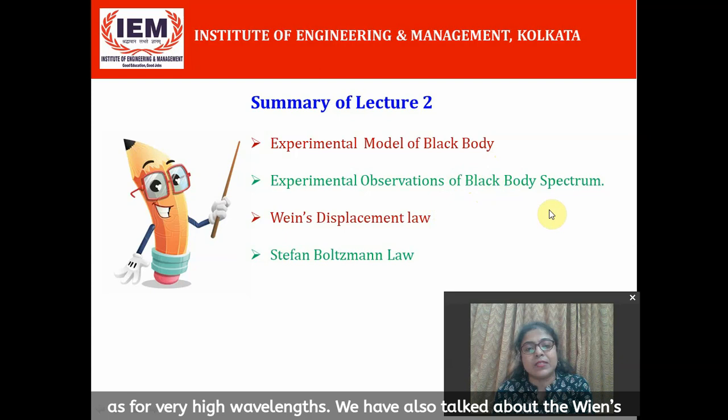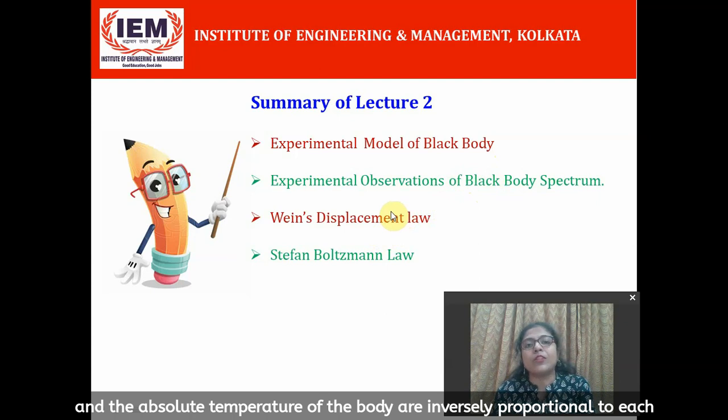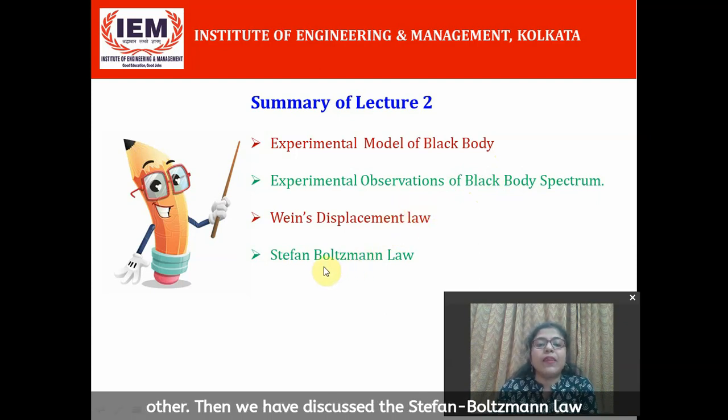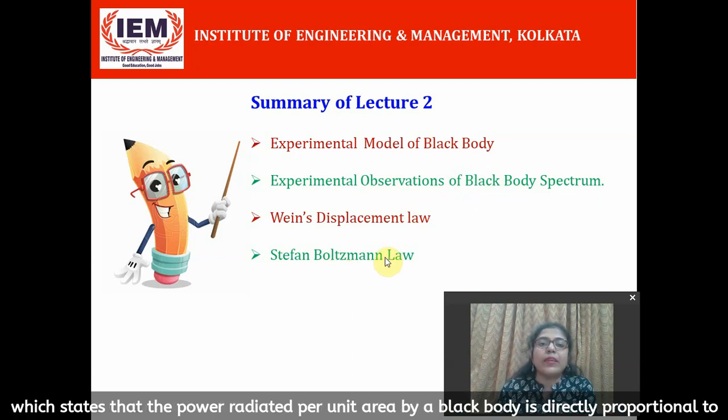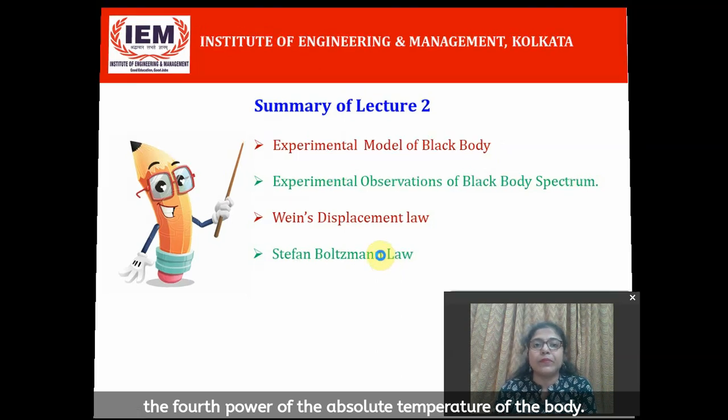for very high wavelengths. We have also talked about Wien's displacement law, which says that the peak wavelength and the absolute temperature of the body are inversely proportional to each other. Then we discussed the Stefan-Boltzmann law, which says that the power radiated per unit area by a black body is directly proportional to the fourth power of the absolute temperature of the body.